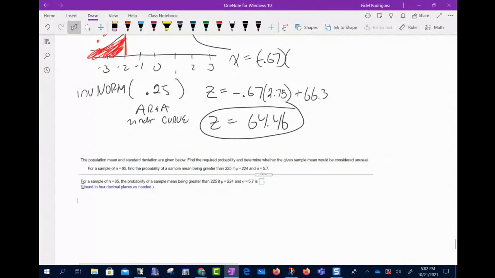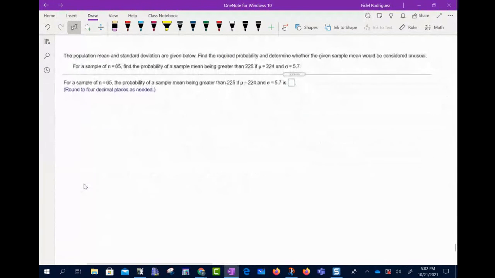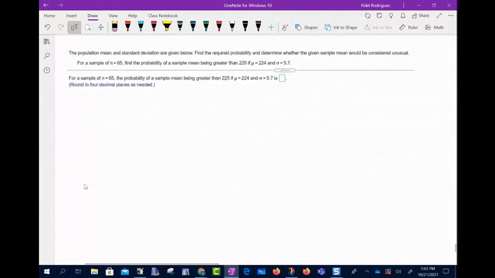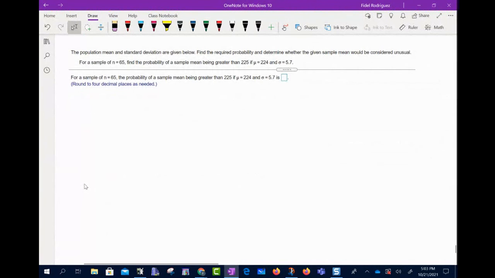This is number 4 from 5.4. It says the population mean and standard deviation are given below. Find the required probability and determine whether the given sample mean would be considered unusual. So from a sample of n equals 65, find the probability of a sample mean being greater than 225 if our population mean is 224 and our population standard deviation is 57.